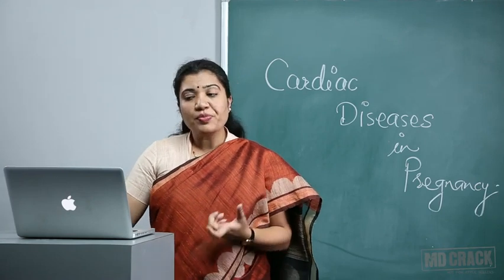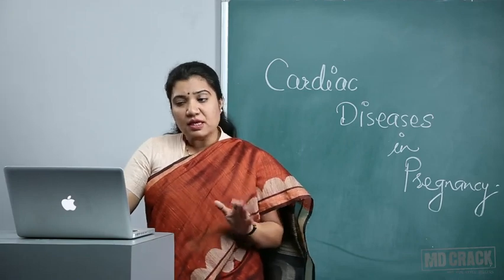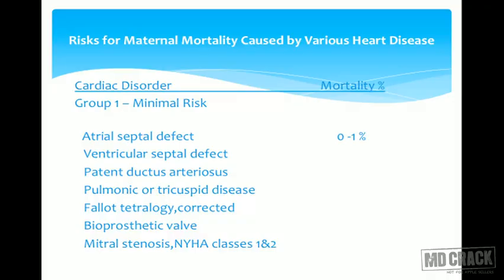So please remember, I'll again repeat, group 1, minimal risk. The diseases are all congenital heart diseases like ASD, VSD, PDA, then pulmonary and tricuspid valve, Fallot's tetralogy but the corrected one, valve replacement, mitral stenosis but of NYHA classification 1 and 2. Minimal risk, mortality is observed as only 0 to 1%.